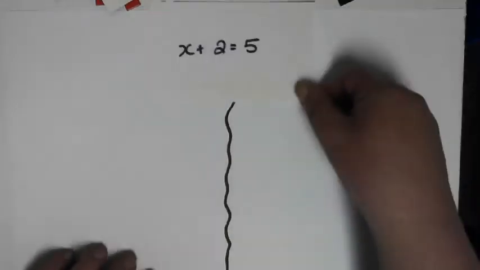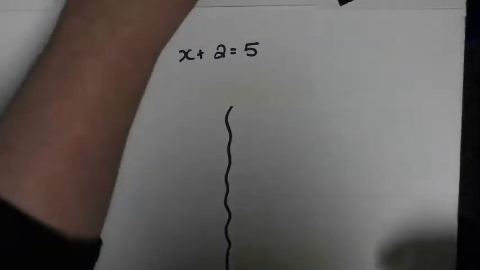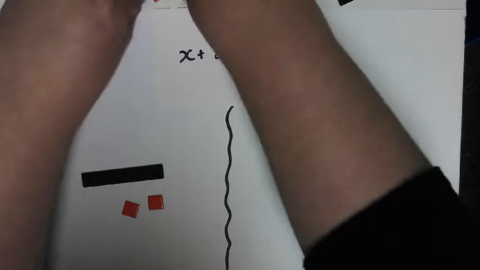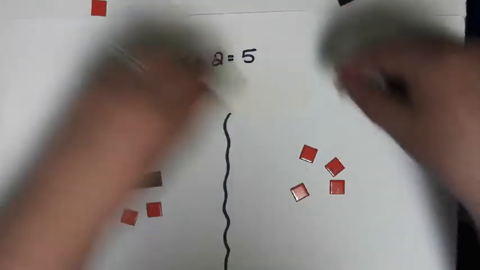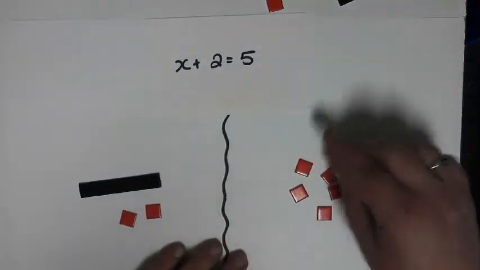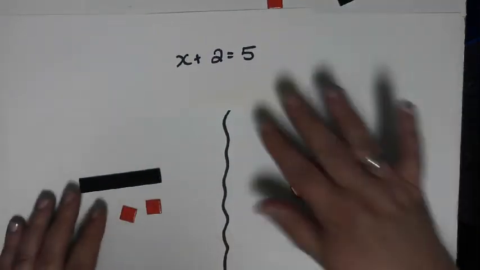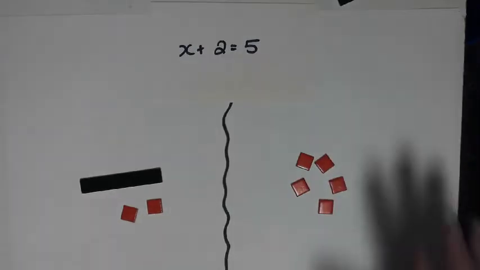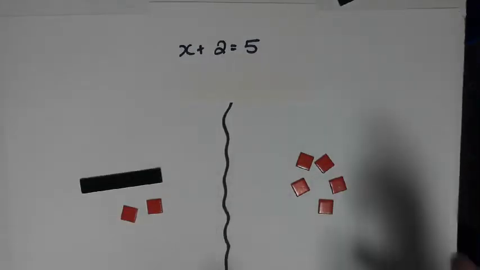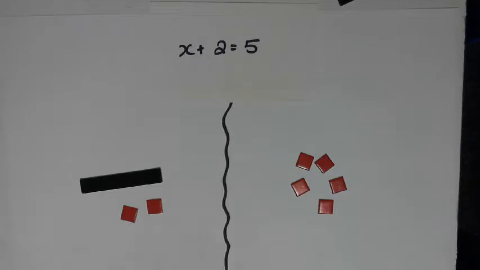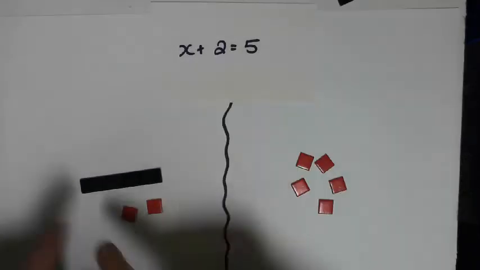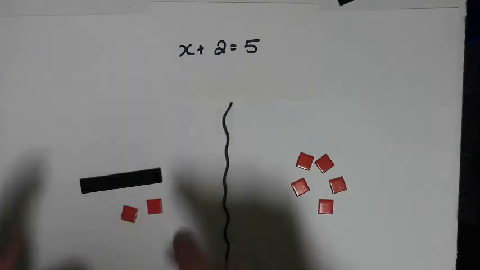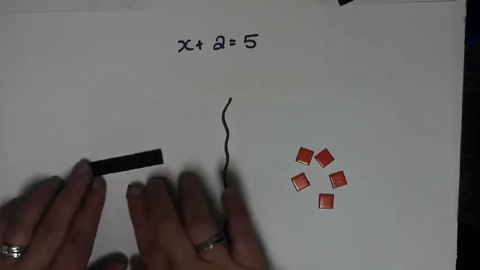Let's start with our first equation: x plus 2 is equal to 5. My goal when I use algebra tiles is to try to get the unit pieces on one side and the x pieces on the other. Right now I have one x tile here and some unit pieces, so I want to move those unit pieces over there.